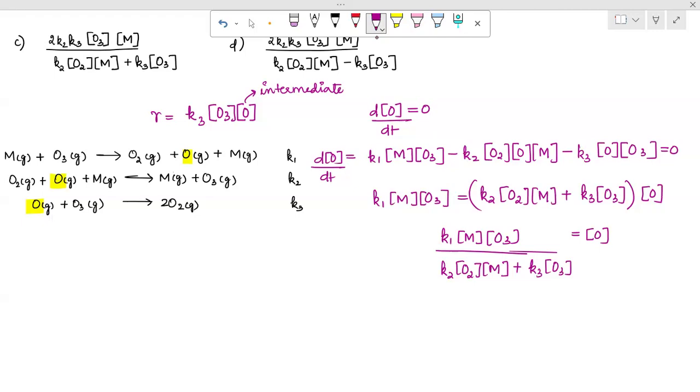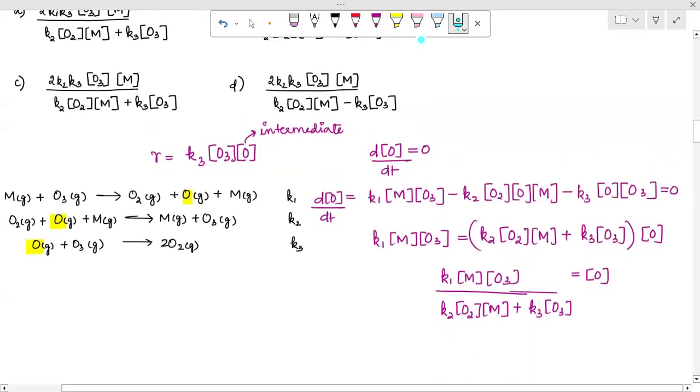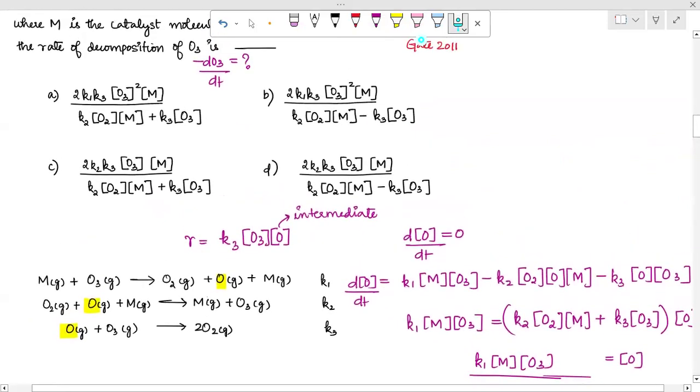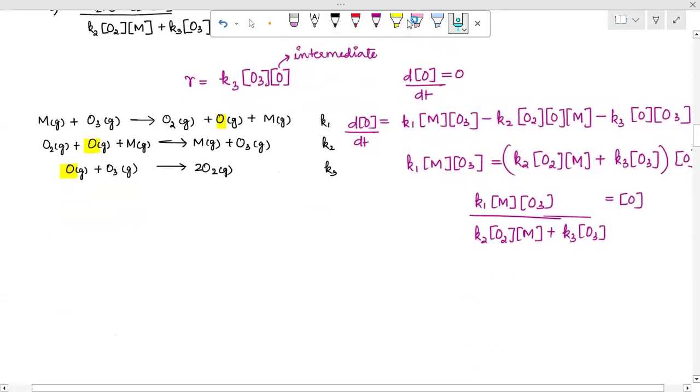This is what I have. Now I have got the expression for O. Now see, in the question they have not asked us to find the rate of the reaction. They have asked us to write the expression for the decomposition of ozone. They have asked us to write the rate corresponding to the decomposition. So now let's write the expression for the decomposition of ozone.